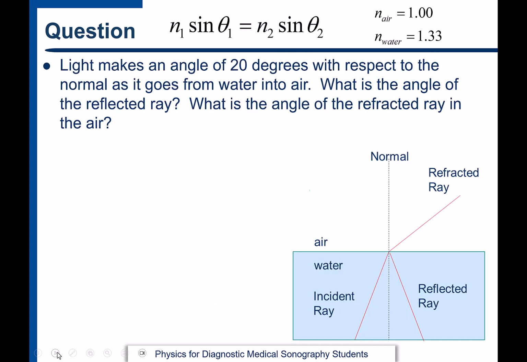Okay, one more practice problem. Let me talk about it and then I want you to pause the video and see if you can get the correct answer. Now notice the light is coming from the water. Some of that light, as it gets to that interface, will be reflected back into the water. So this is now theta 1. This is theta 1 prime. And some of the light will come out of the water into the air, and that's theta 2. And so we're trying to find theta 2 and theta 1 prime. Why don't you pause the video and see if you can follow the steps we just went through to get the answers.